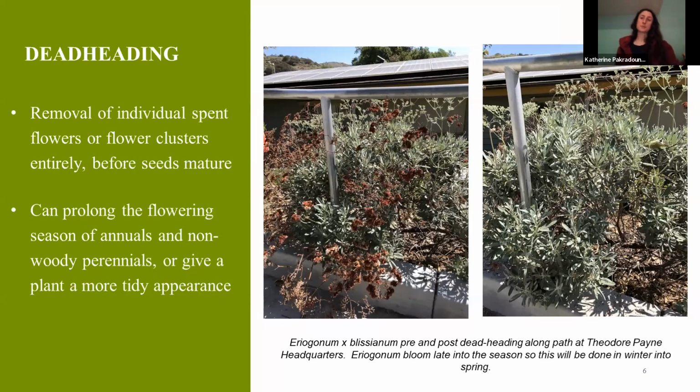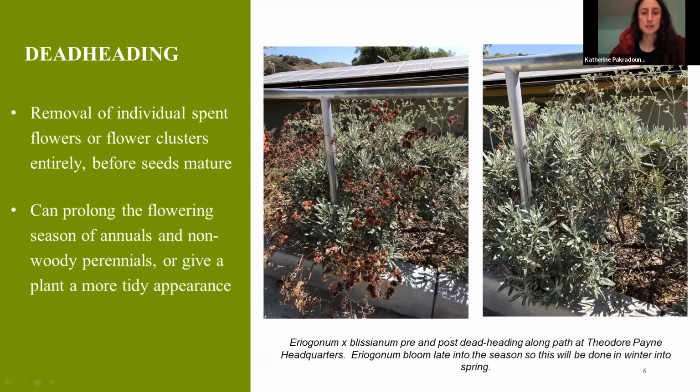All right, so ways to prune. We're talking about actual techniques of pruning. So deadheading. Deadheading is the actual removal of individual spent flowers or flower clusters. You can do that before the seeds mature. Because if you do it before the seeds mature, sometimes it can prolong the flowering season of certain species, might even encourage some new growth. But if you want the seeds to mature, you can leave them on.